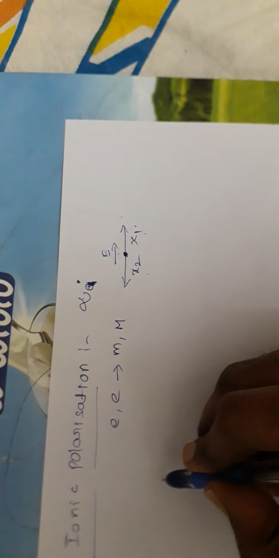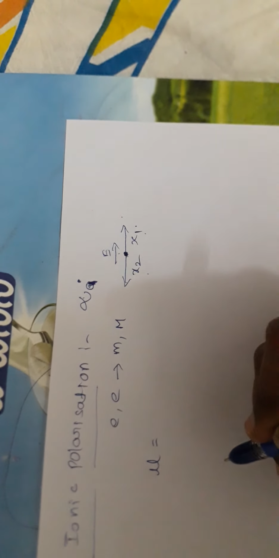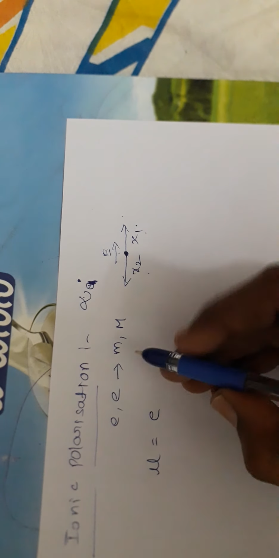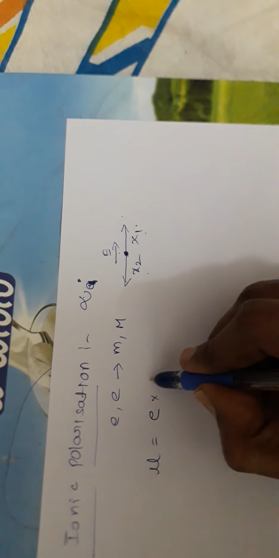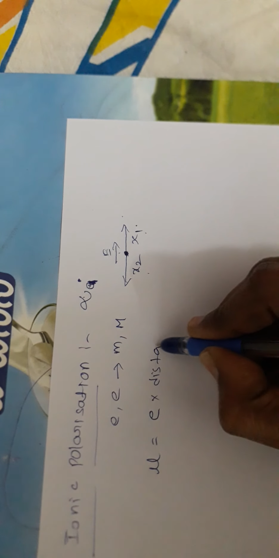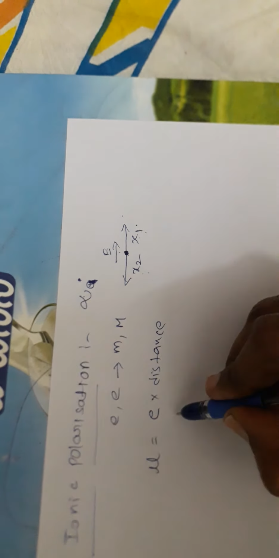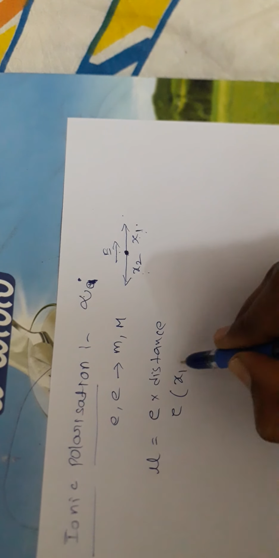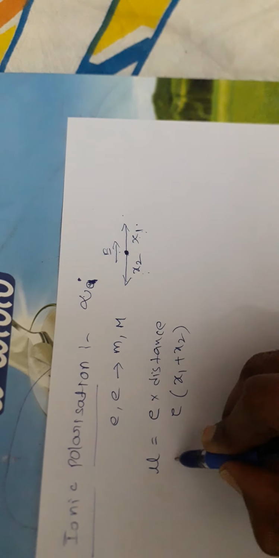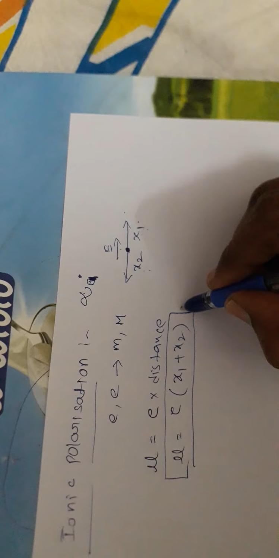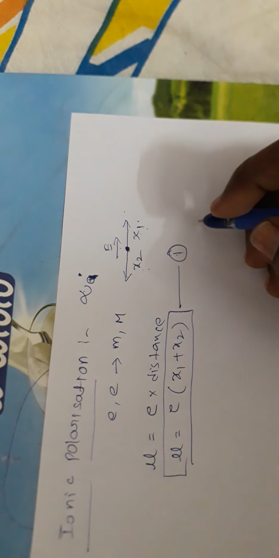Now here mu is the dipole moment, that is charge into the distance between the two charges. Here the two ions travel distances x1 and x2, so we take E into (x1 plus x2), which is the total dipole moment in ionic polarization. This is equation number 1.